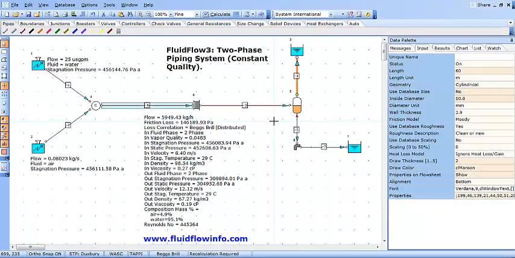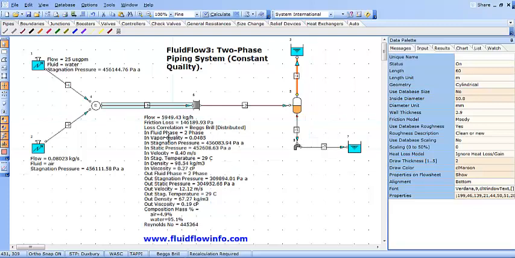This is an example of a two-phase flow system with constant quality. This means that the vapor mass fraction is constant and there is no mass transfer between the phases. This model shows two fixed flows, one water and one air, combining, being heated by 30 degrees across the heat exchanger and then flowing to a separator vessel. The red dot on the separator vessel represents the liquid outlet and the yellow dot represents the vapor outlet.